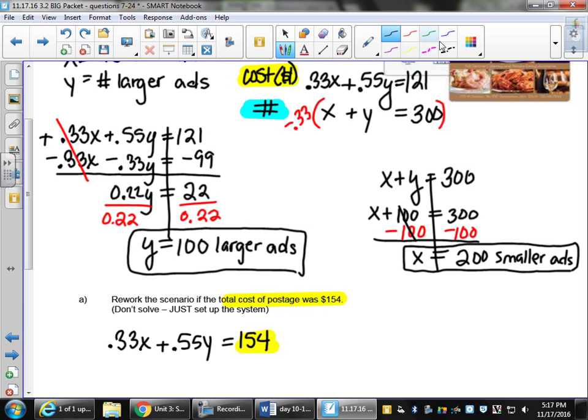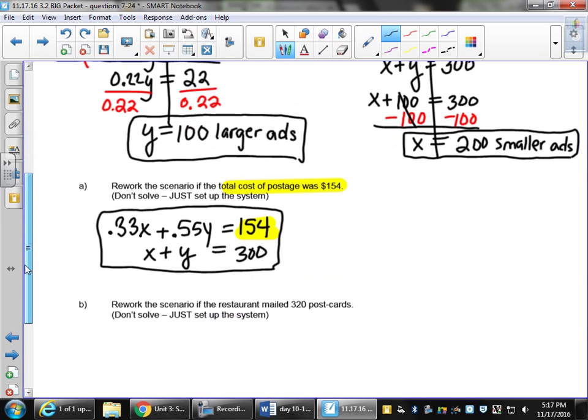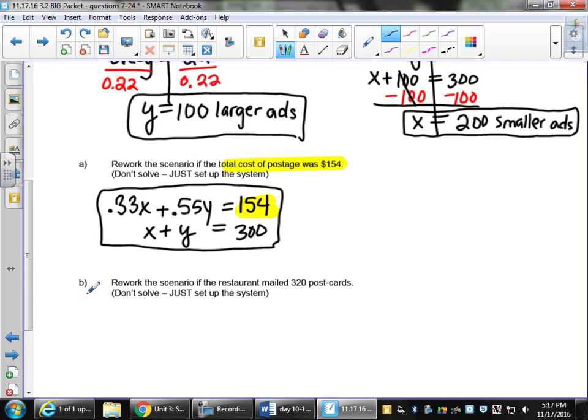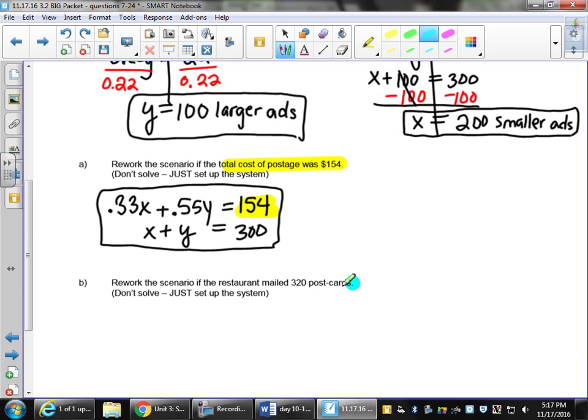No new information about the number. So the second equation also will say x plus y equals 300, and this is done. All it wanted to see is, do you know how the setup would change? So in similar fashion, Part B says, rework the scenario if the restaurant mailed 320 postcards. That deals with number, which for me was blue.